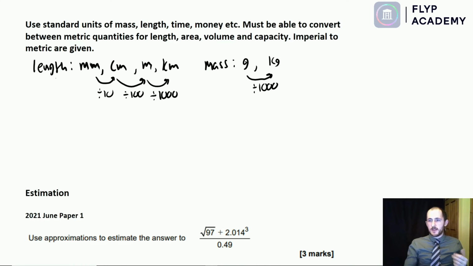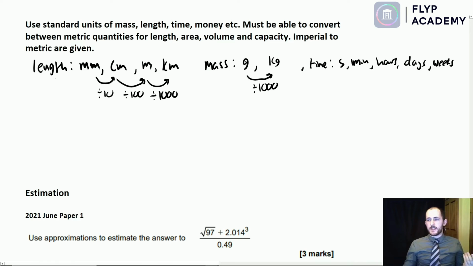For time, again, not really many options. It's the ones that you should be familiar with. Seconds, minutes, hours, days, and weeks as well. So you should know that there's 60 seconds in a minute, 60 minutes in an hour, 24 hours in a day, 7 days in a week.